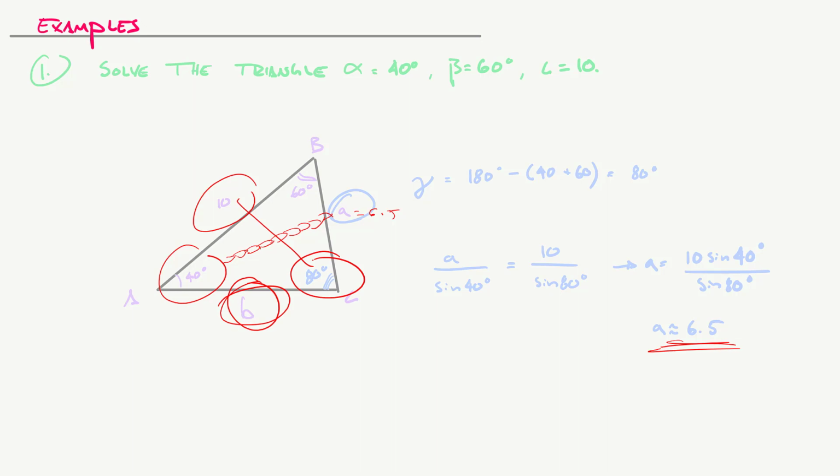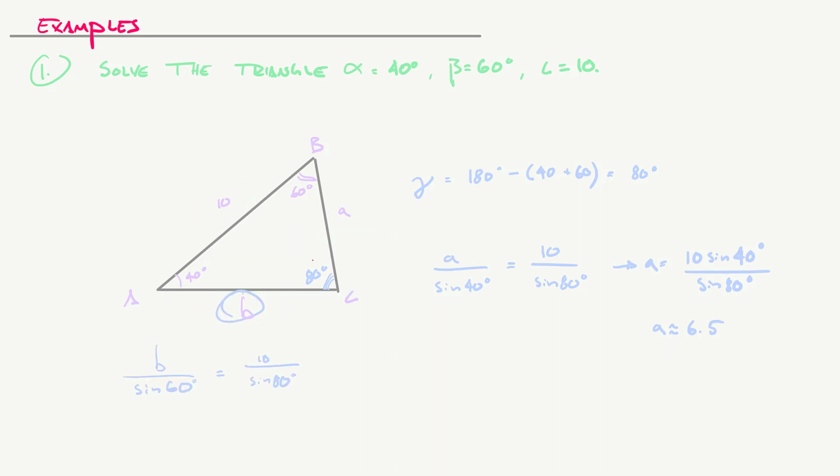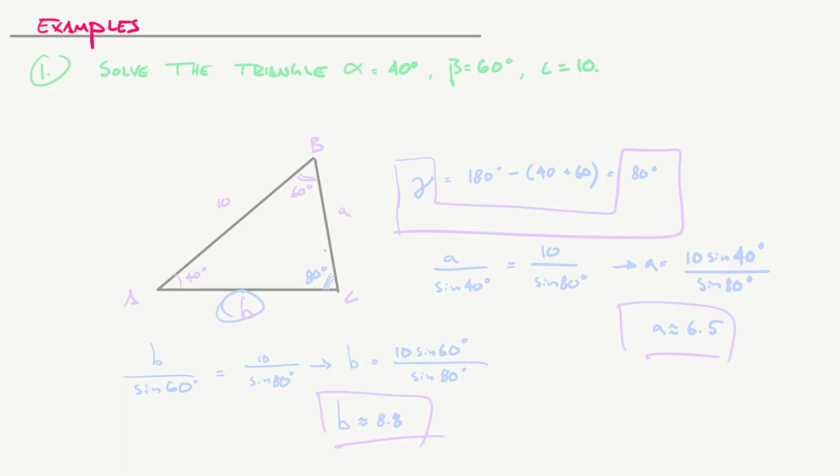The 10 over sine 80, which is what I did, right? So B over the sine of 60, because 60 degrees is opposite side B, is equal to 10 over the sine of 80. Solving for B gives us 10 sine 60, because I multiplied both sides by the sine of 60, divided by sine 80 degrees, and we get this, so we are done. Okay, very straightforward. Again, kind of a boring problem in the sense that there's no context, but that's it.